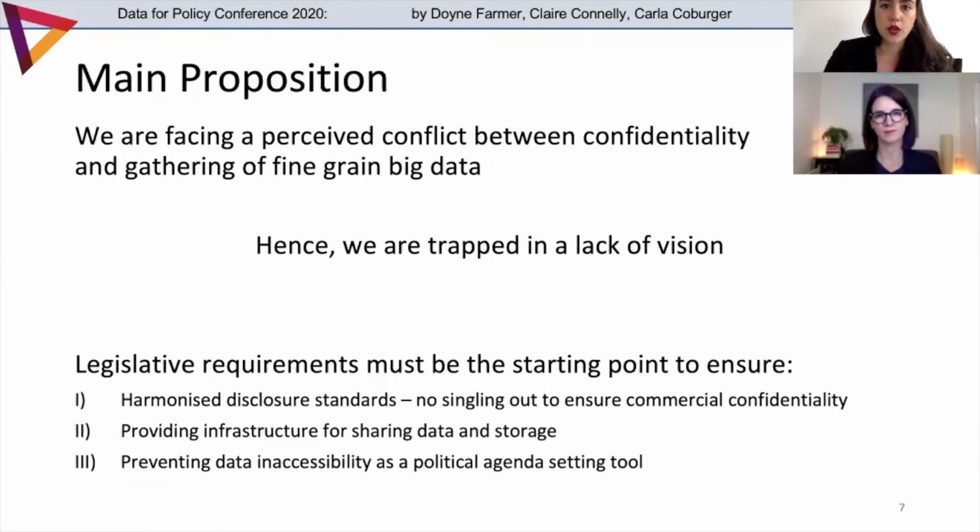The legislative requirements that we are asking for must be the starting point to ensure the following: harmonized disclosure standards. Universal commercial transparency would create an even playing field in which no one company could claim greater commercial advantage by claiming exemptions based on claims of confidentiality. Secondly, we would lay the foundation to provide infrastructure for data storage and sharing. And lastly, preventing data collection and accessibility to be used as a political agenda setting tool.